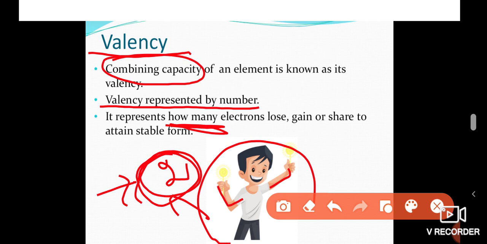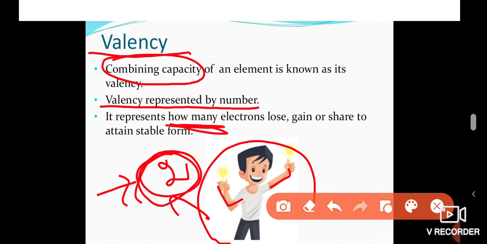We know how molecules form. Atoms try to attain the stable form, so they combine with some other atom to form a molecule, isn't it? In this way the molecule is formed. A molecule of a compound is formed by sharing of electrons or by transferring of electrons. How many electrons are transferred or shared? That is the combining power of an element. That is the valency.